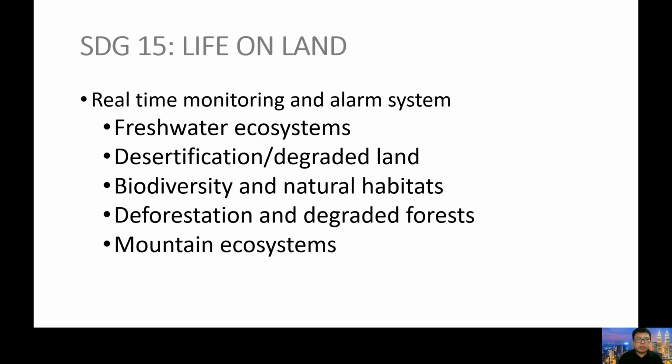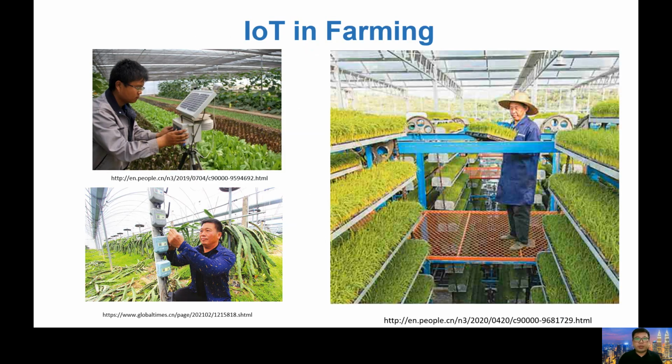SDG 15 is about life on land. IoT can be used as a real-time monitoring and alarm system for the freshwater ecosystem, to monitor desertification and degraded land, to monitor biodiversity and natural habitat, deforestation and degraded forests, as well as the mountain ecosystem. In the next slide, I would like to share the application of IoT in various industries.